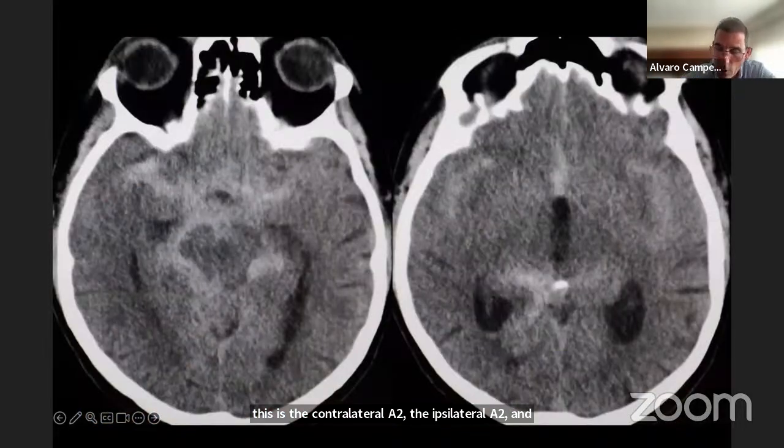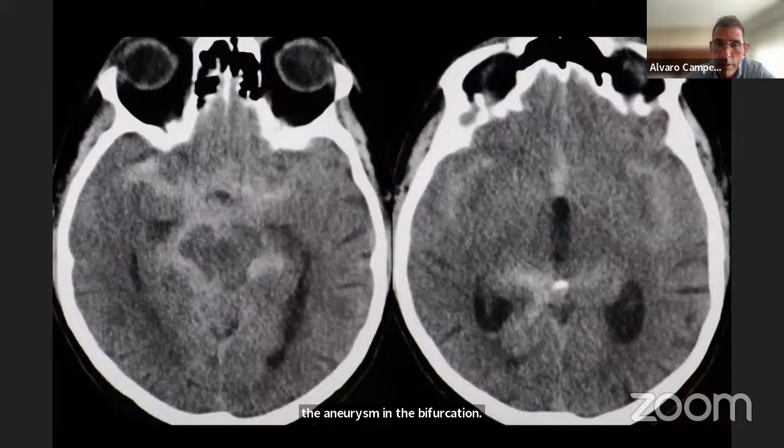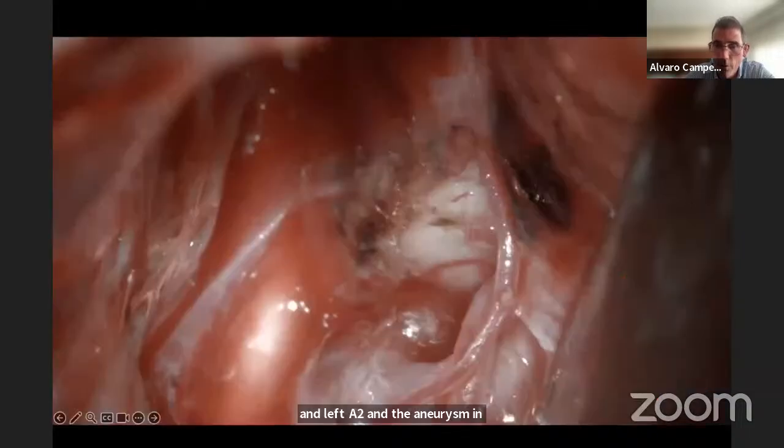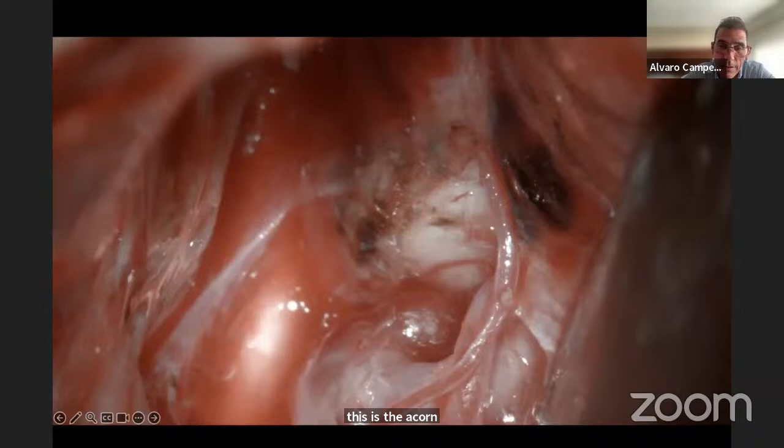And let's go to see some examples, a huge subarachnoid hemorrhage. We can see the aneurysm here. So this is the A1, like a bifurcation of the left A1. So right and left A2 and the aneurysm at the bifurcation. So this is the view in the surgery. This is the ACom, A2 on the left side, A2 on the other side, and the aneurysm.